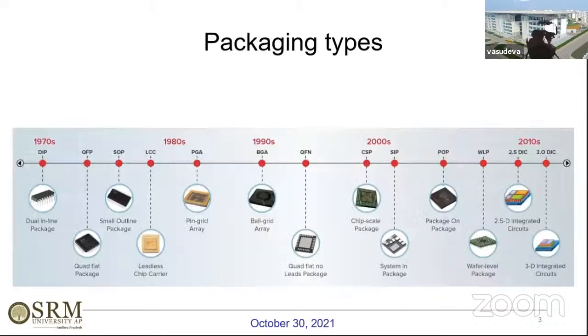fabrication. Now we will see the different types of packages. In 1970, IC or chip fabrication started. That package is called DIP, Dual Inline Package.